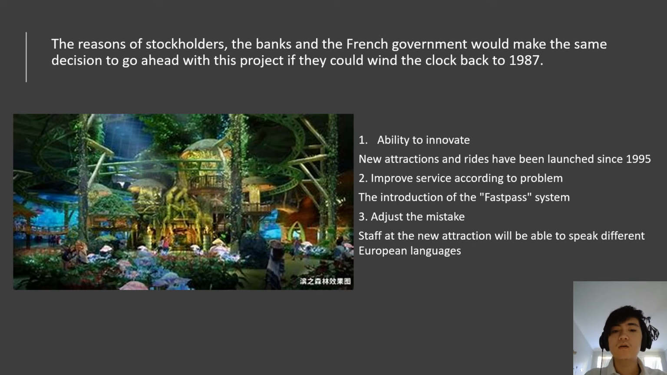And the third one is Disney is willing to correct mistakes it has made, such as adding other European languages as working languages. For example, at the Titan event, they had employees who could speak three different languages.